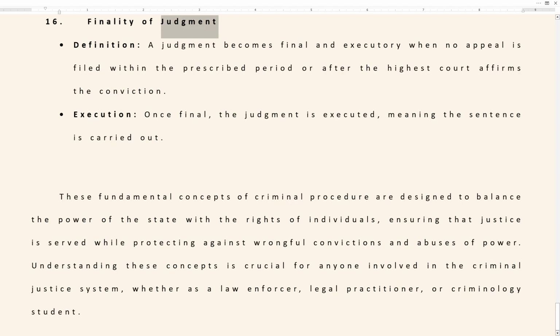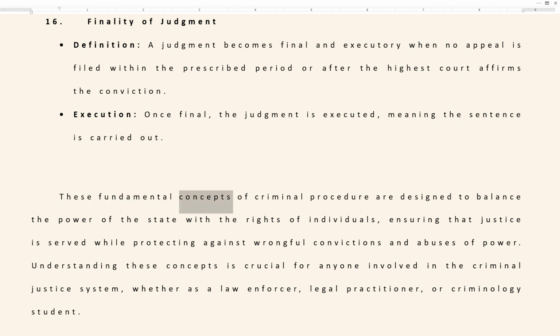Finality of judgment. Definition, a judgment becomes final and executory when no appeal is filed within the prescribed period or after the highest court affirms the conviction. Execution, once final, the judgment is executed, meaning the sentence is carried out.